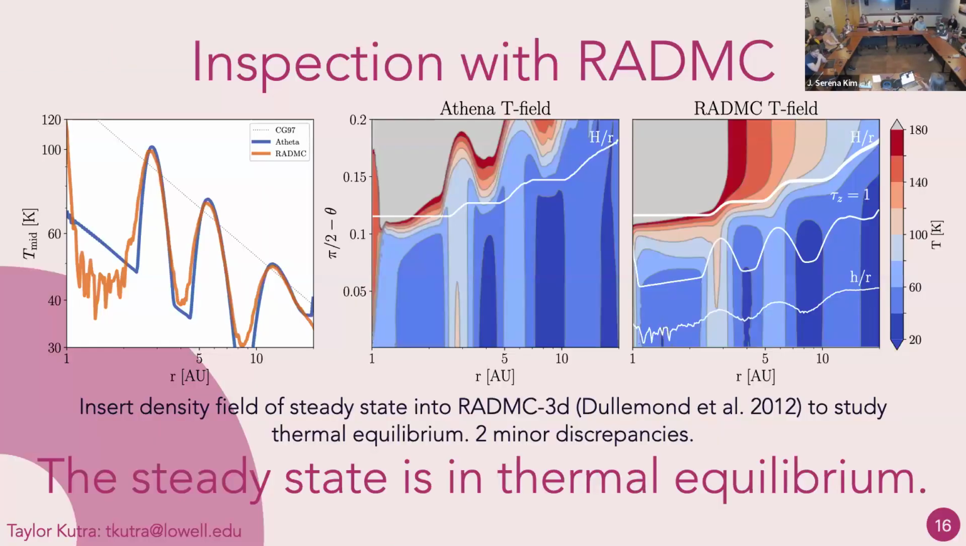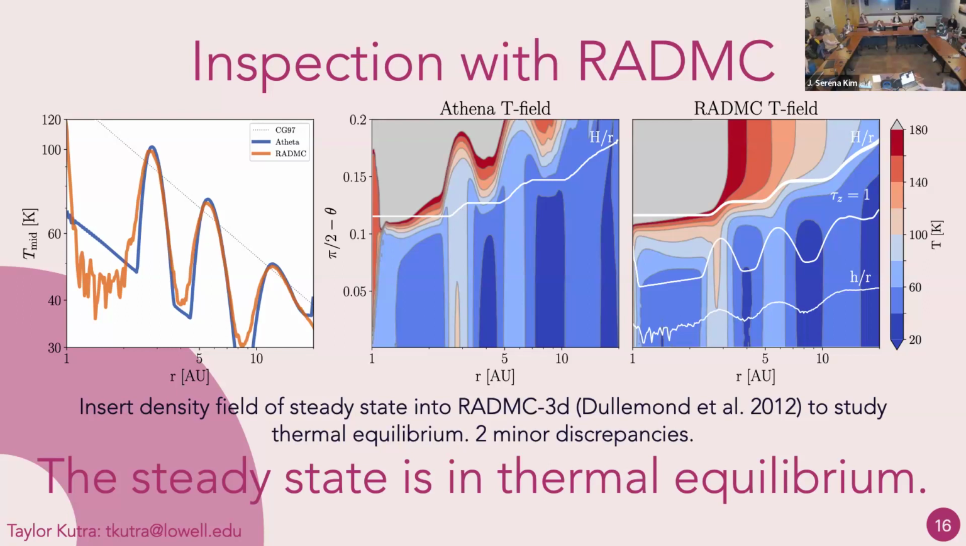So we immediately ran it through more sophisticated radiative transfer code to see if the end state was actually in a thermal equilibrium. And so this is our comparison. On the left here, you're seeing the midplane temperatures of our simulations in blue and RADMC in orange, and then the vertical temperature profiles for both of the simulations. And there's generally pretty good agreement in most cases. And so we are convinced that the end state is actually in a thermal equilibrium.